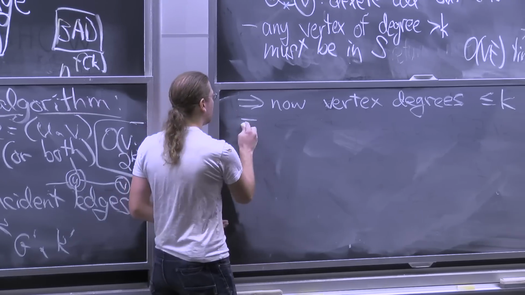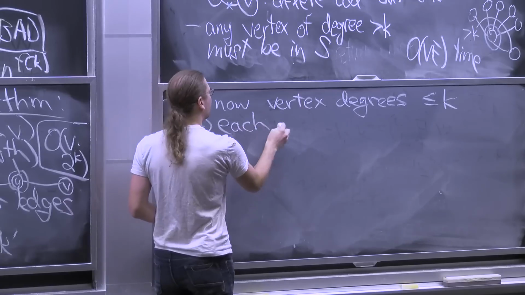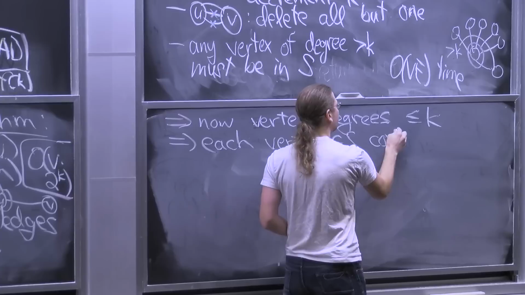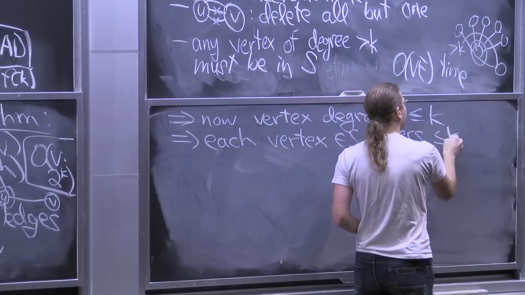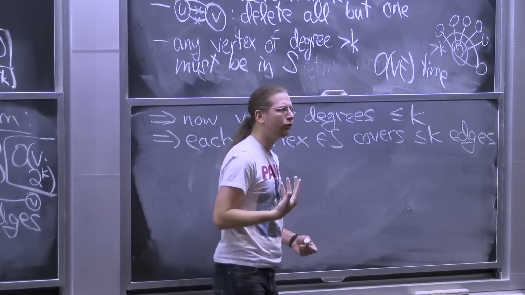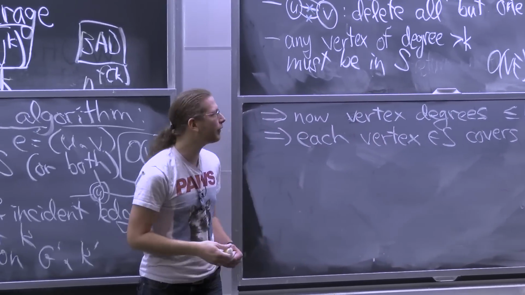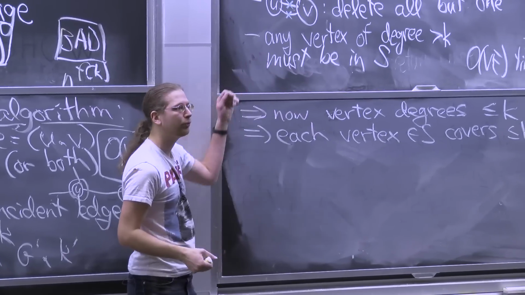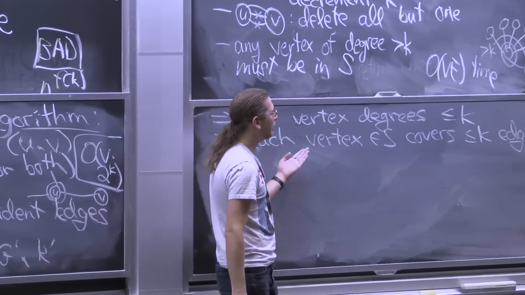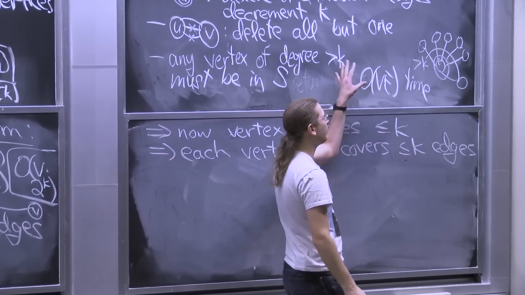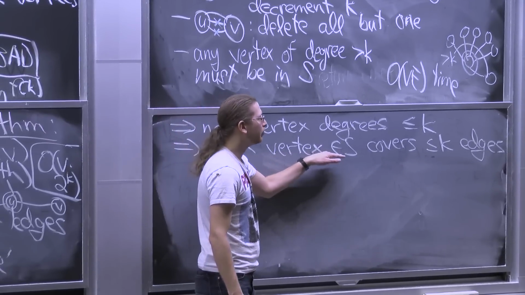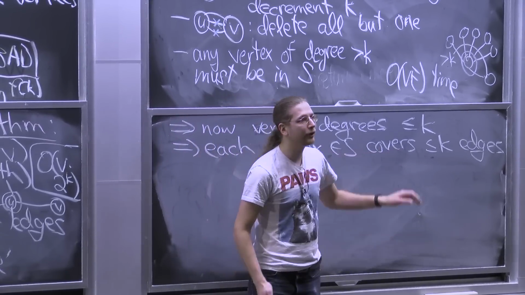Each vertex in S covers at most k edges, whatever the degree is. So that means you don't get much bang for your buck anymore. We've already taken care of all the high degree vertices where you get a lot of reward for putting one vertex in the cover. Now, this is the new value of k. It may have decremented from before. Every vertex that we could possibly put in the set will only cover k edges.